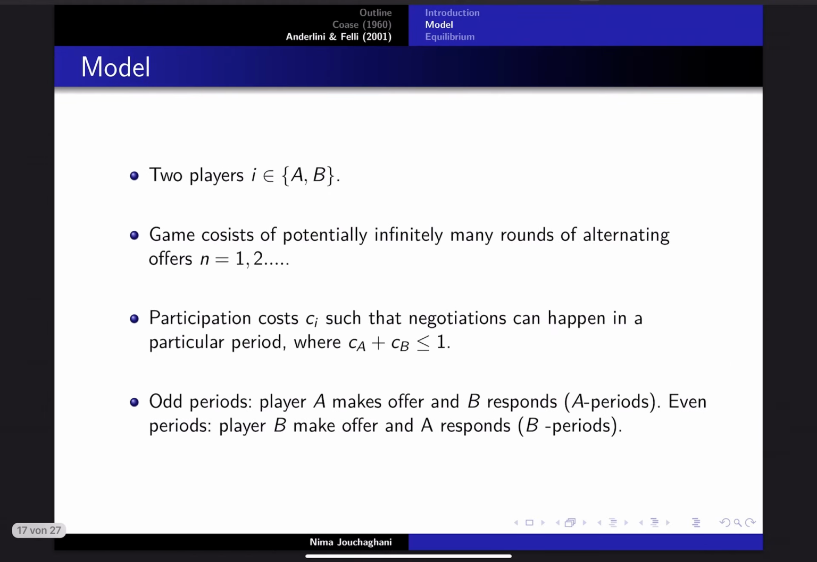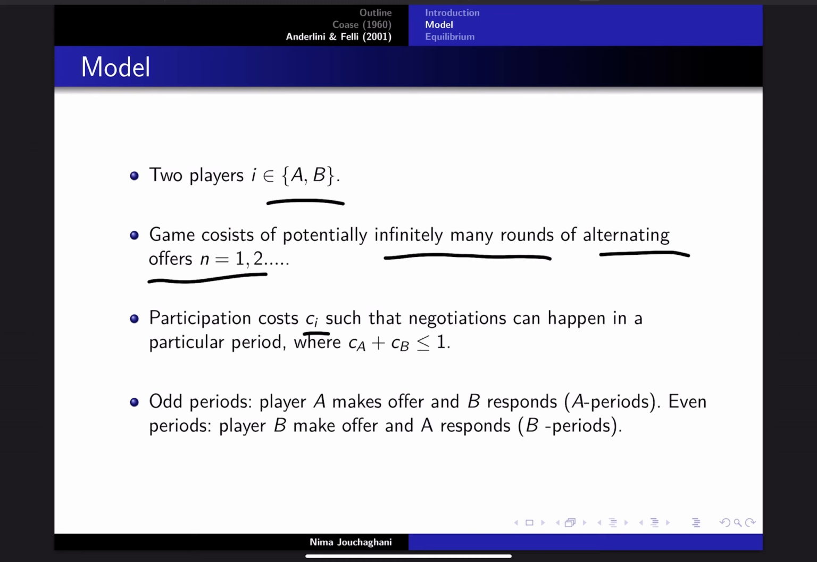So the model is quite simple. You have two players, denoted by i, and we have player A and B. The bargaining game with costs consists of potentially infinitely many rounds of alternating offers. It could go on forever, but it could also immediately end. There are participation costs, c_i, and those are the transaction costs. Only if both players are incurring this cost can negotiations happen.